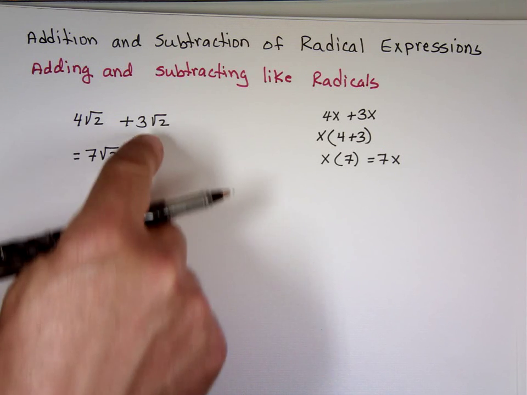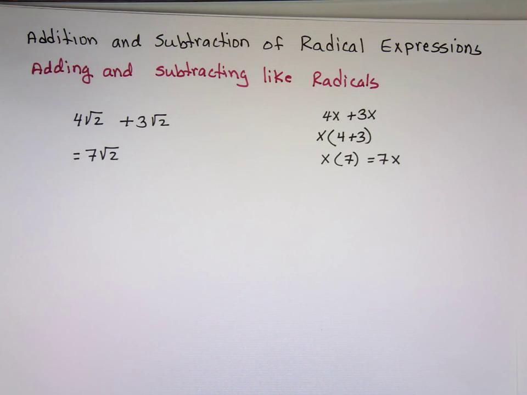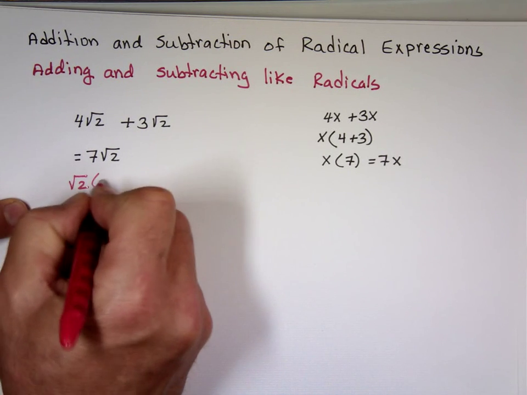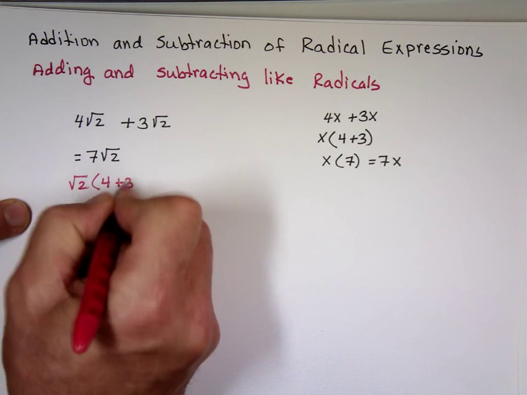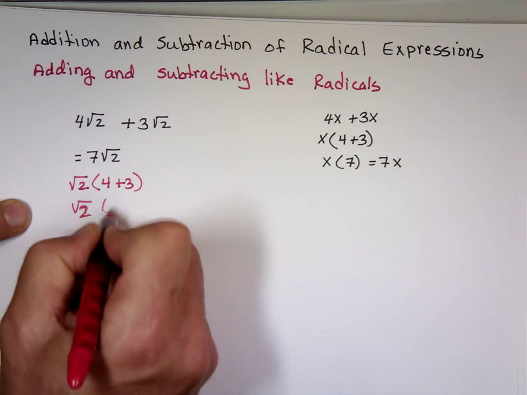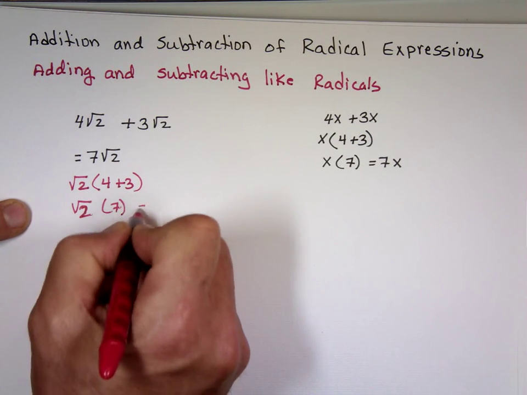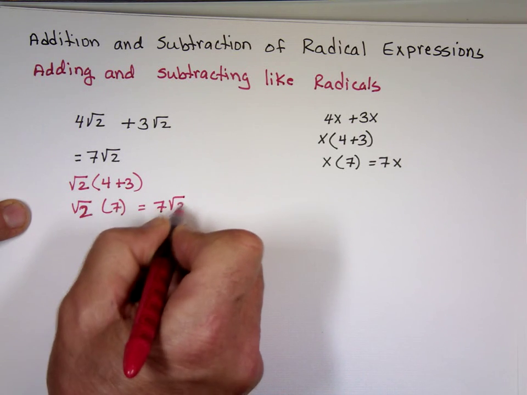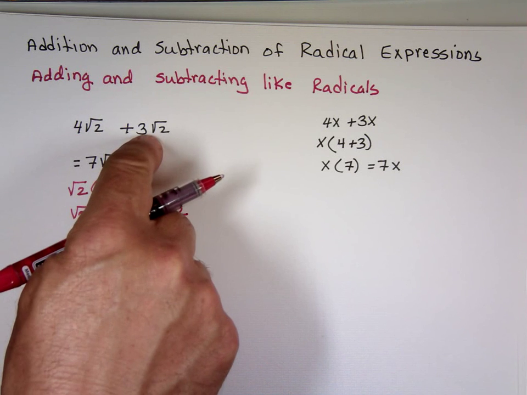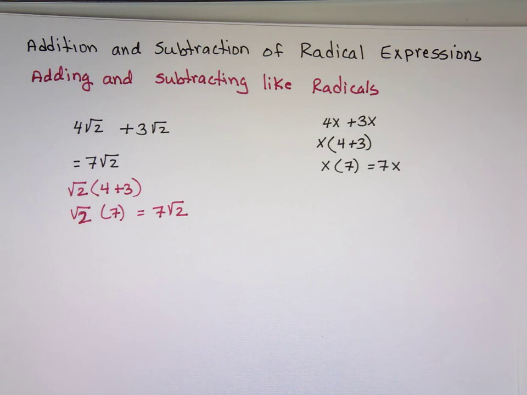Again, here's the reason why you can factor. You can factor the square root of 2 out, and what's left? It's 4 plus 3. And what's 4 plus 3? It's 7. And I like to add the 7 first. But you don't have to do all these steps to get to the answer. Just add the two numbers in the front and keep the square root.